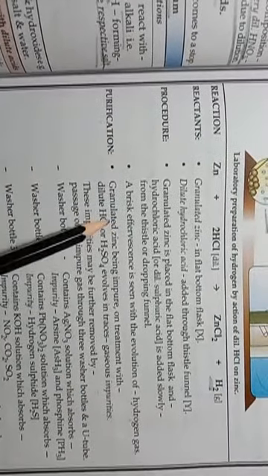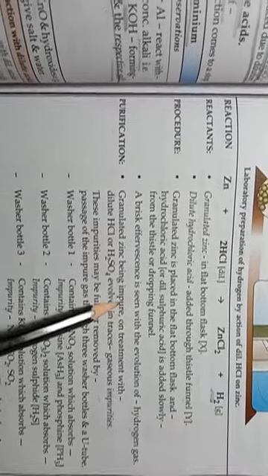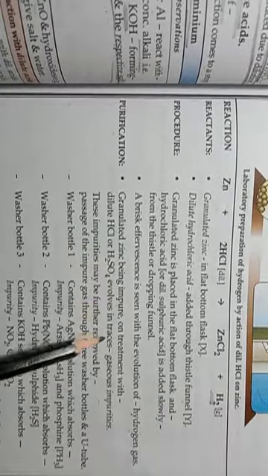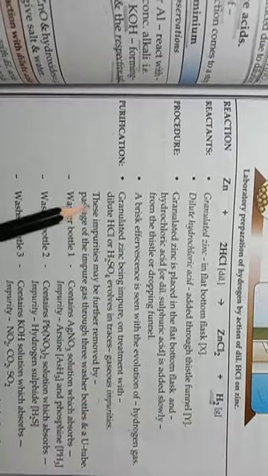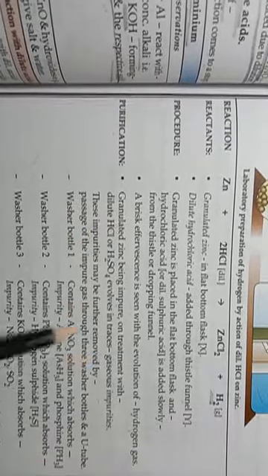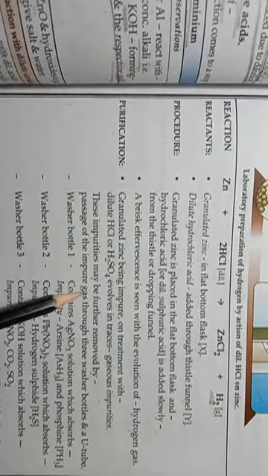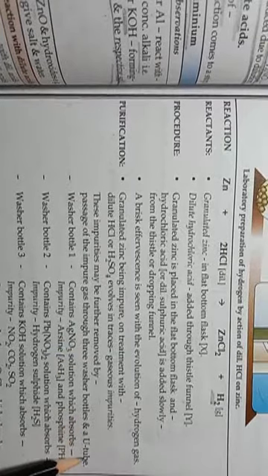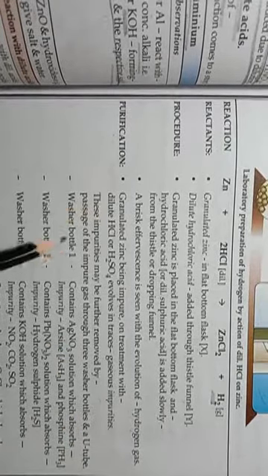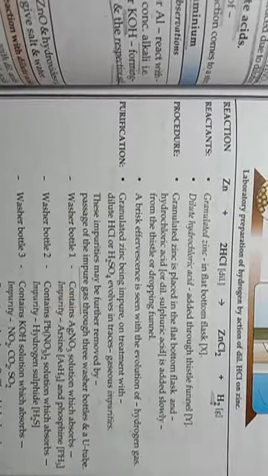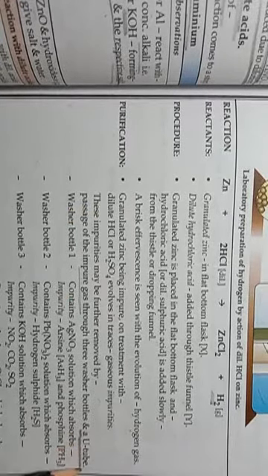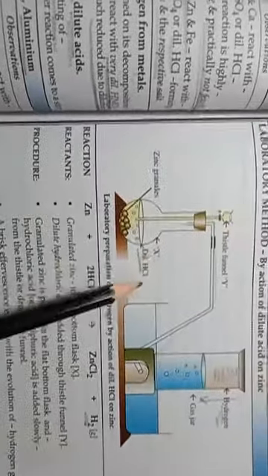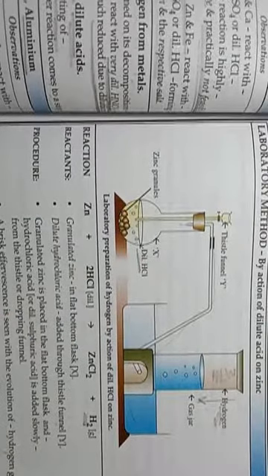Purification. Granulated zinc, being impure, on treatment with dilute HCl or H2SO4 evolves traces of gaseous impurities. So these impurities may be further removed by passage of the impure gas through 3 washer bottles and a U tube. So for the purification we are using 3 washer bottles and 1 U tube. Okay students, so these washer bottles and U tube are not shown in the diagram. These are not shown in the diagram.